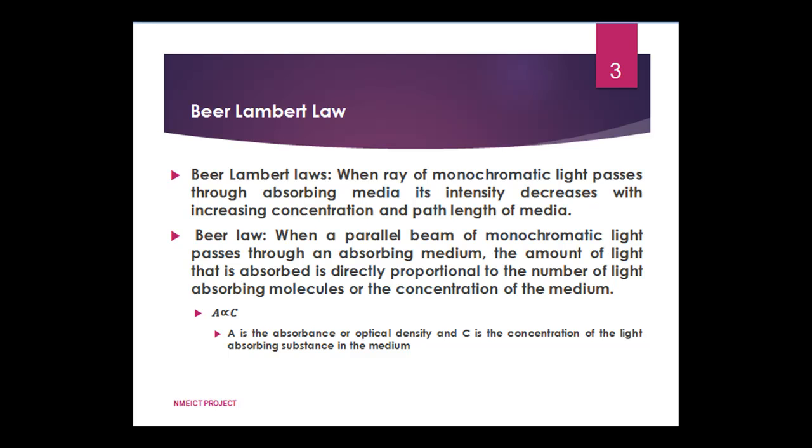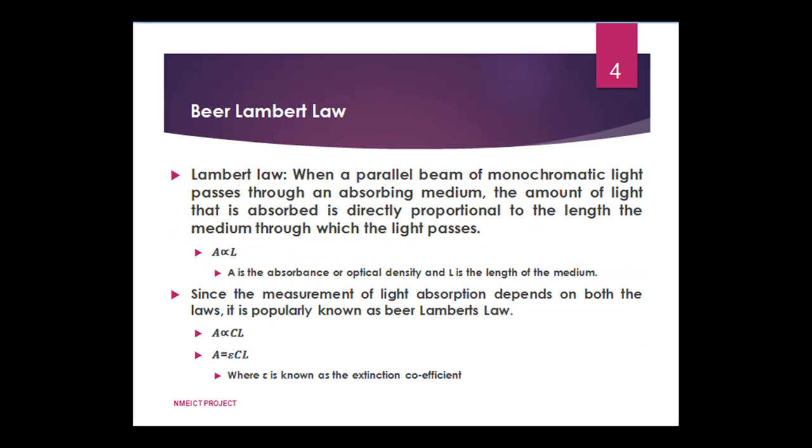It is a combination of two laws, Beer's law and Lambert's law. We'll discuss both laws separately. Beer's law: when a parallel beam of monochromatic light passes through an absorbing medium, the amount of light that is absorbed is directly proportional to the number of light absorbing molecules, or the concentration of the medium. That is, A is directly proportional to C, where A is absorbance or optical density and C is the concentration of the light absorbing substance in the medium.